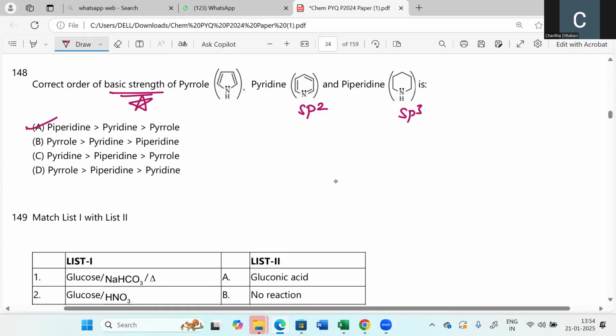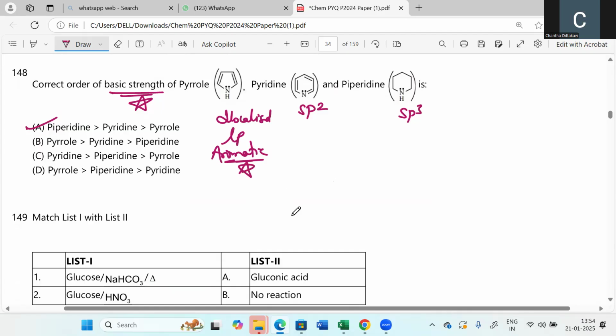And then here also, as you can see, sp2 hybridized, with a delocalized lone pair because of the aromatic structure here. So pyrrole here will be the least basic in strength because it is more acidic. Hydrogen will be prone to get removed here. So since it is more acidic, you can just divert your order.